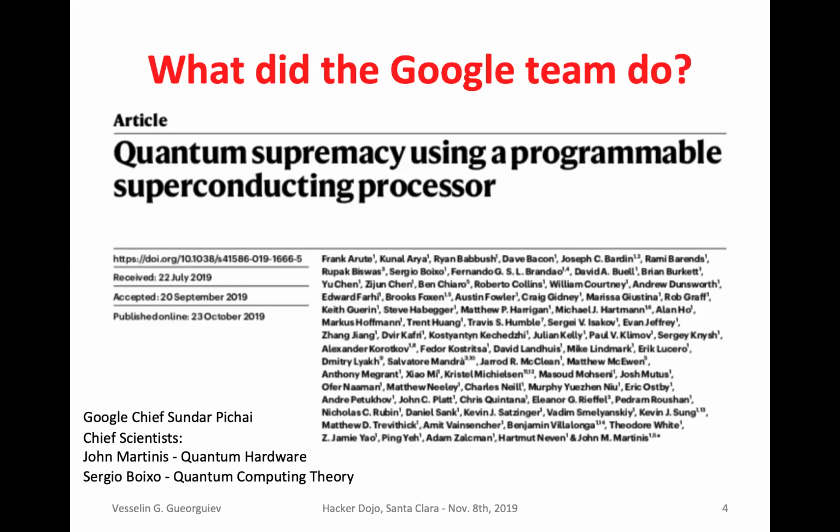So this is the front page of Nature, where the Google team published their results about quantum supremacy using a programmable superconducting processor. And this is definitely a great thing, that now we know that there's a processor that can do this. Here I just pulled out some of the people in more technical positions, like the chief of Google, and of course, the quantum hardware and quantum computing theory scientists who are the leaders, because it's difficult to go through all the names here and recognize them.